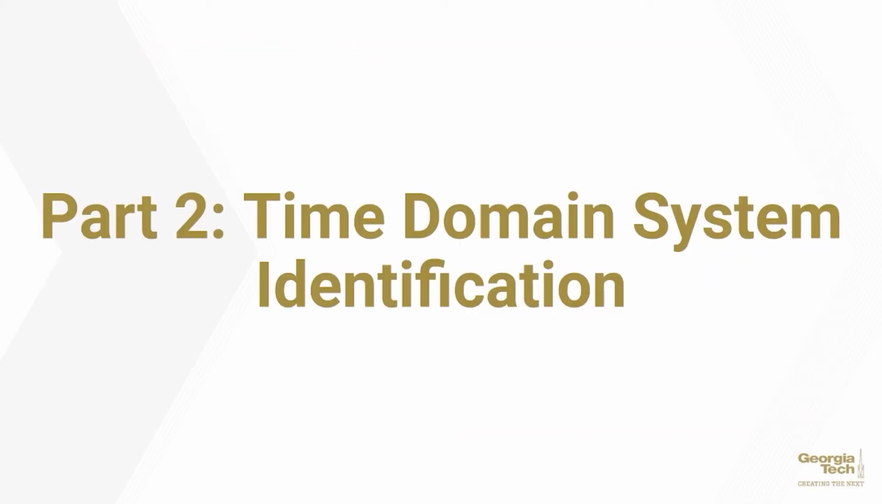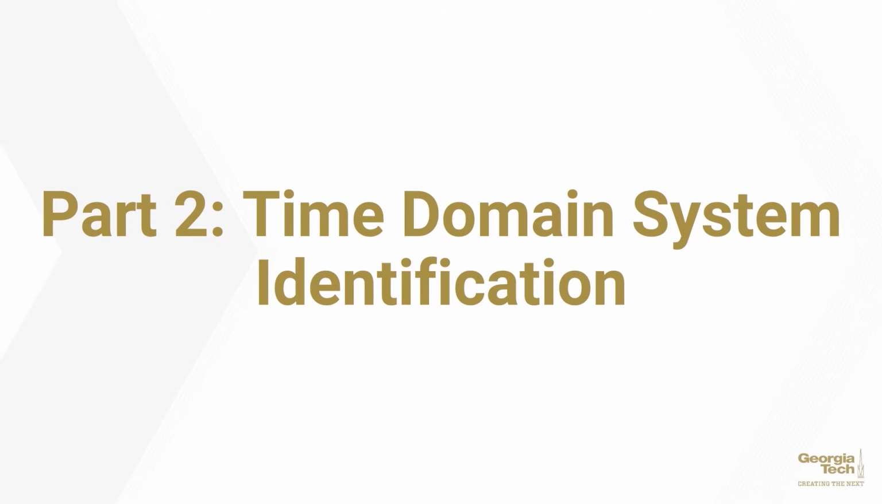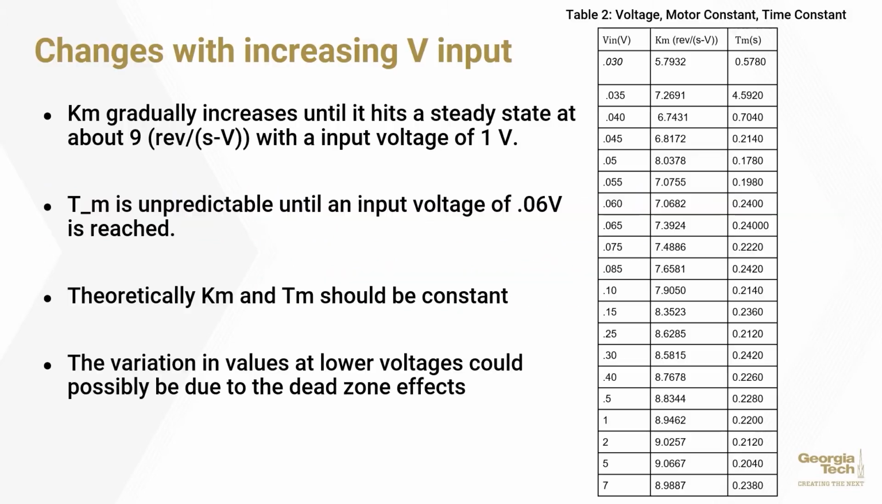In part 2, we used time domain analysis to identify our system parameters. In this section, I'm going to talk about the time domain system identification. On the right, you'll see that the motor constant Km and time constant Tm that we found varies with input voltage. This is summarized at the bullets on the left, and theoretically, these values should be constant with a changing input voltage. This is not the case.